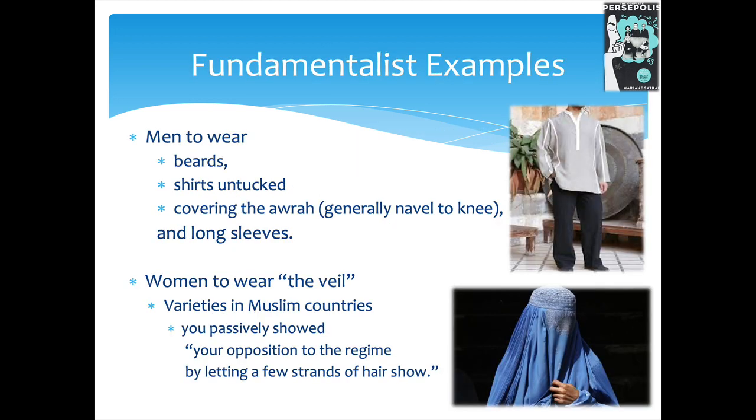And so what will you see happen in the book? What did we see happen in society? We see very traditional garb that people are wearing. Men are to wear full beards and not cut them. They're wearing their shirts long and untucked, basically covering the awra, which is part of the body from navel to knee, which was considered a very sacred part of the body, so that was to be covered.